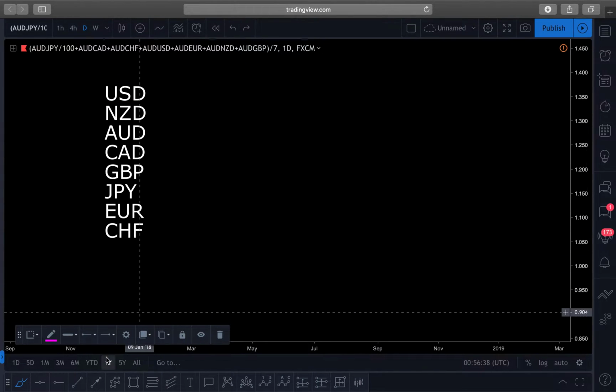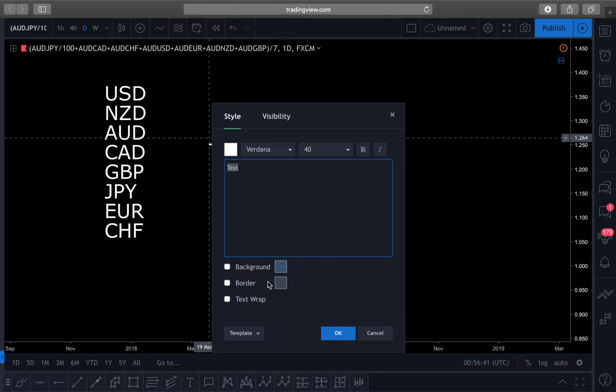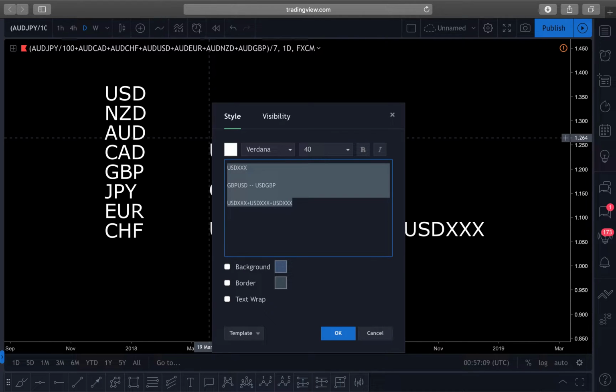So let's put that into action. Let's say for US dollar, in this specific case, if you want to find the index of US dollar, you write everything in the form of USD XXX. It doesn't matter that you have GBP USD, you write that as USD GBP. So you write everything in the form of USD XXX plus USD XXX, which is another currency, plus USD XXX, so on and so forth, right? So this is what I mean.